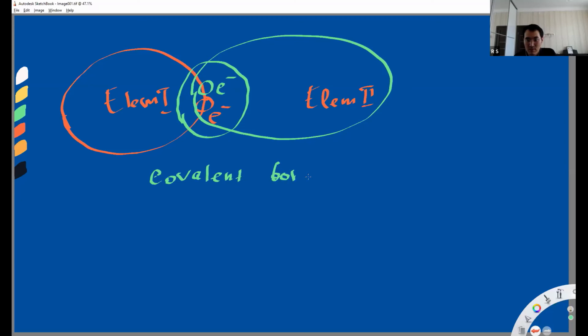And this is very strong. So to make them split, we need to apply a lot of energy.